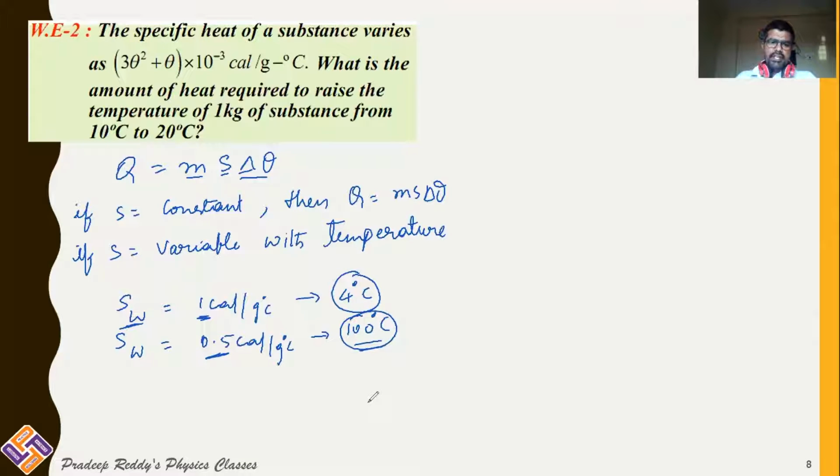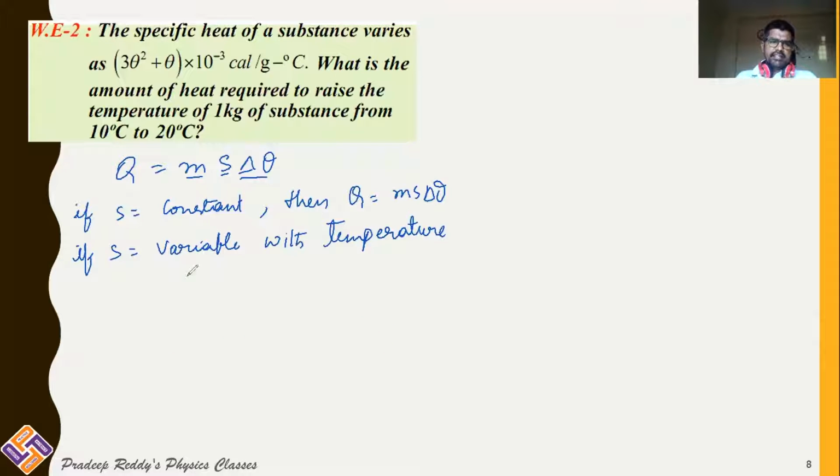So if the specific heat of the substance is variable with respect to temperature, then in such cases we use integration. We use integration to evaluate.